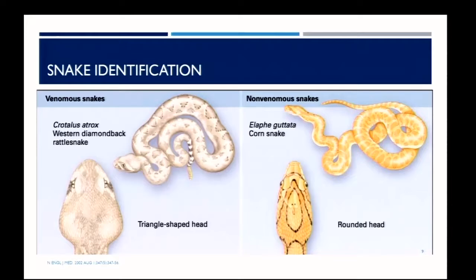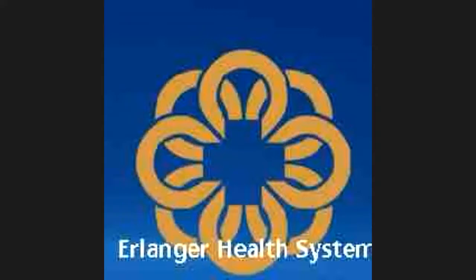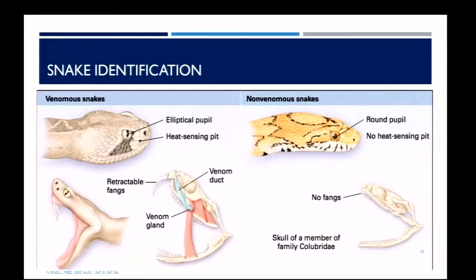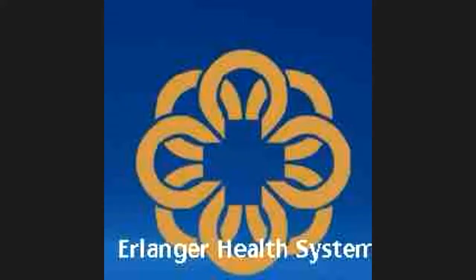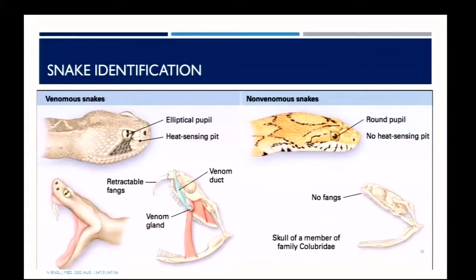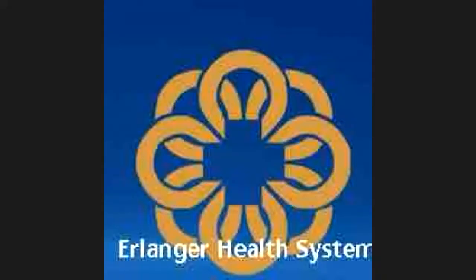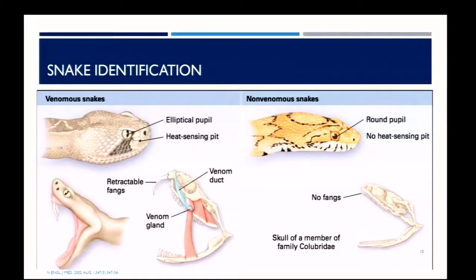So briefly, we will review how to identify venomous versus non-venomous snakes using a rattlesnake and a corn snake as an example. Looking at the head, venomous snakes have a triangular shaped head versus non-venomous usually have a more round-headed shape. Venomous snakes have an elliptical pupil and a heat-sensing pit, which is unique to the pit vipers. And then the non-venomous snakes have a round pupil and no heat-sensing pit. And of course, venomous snakes have fangs versus non-venomous snakes do not.